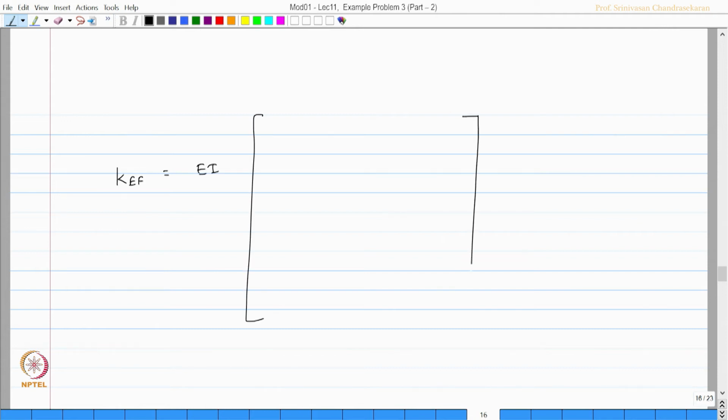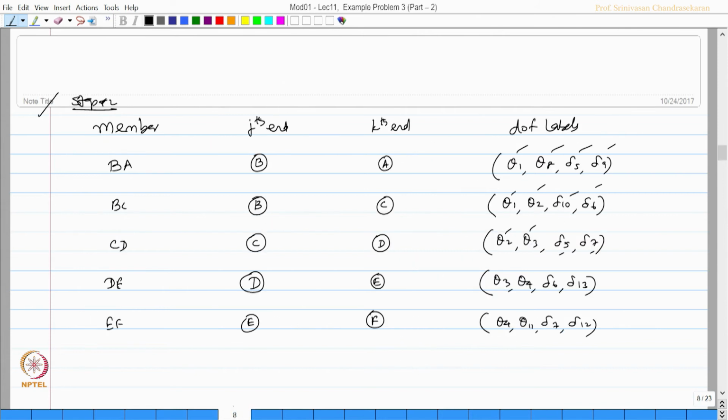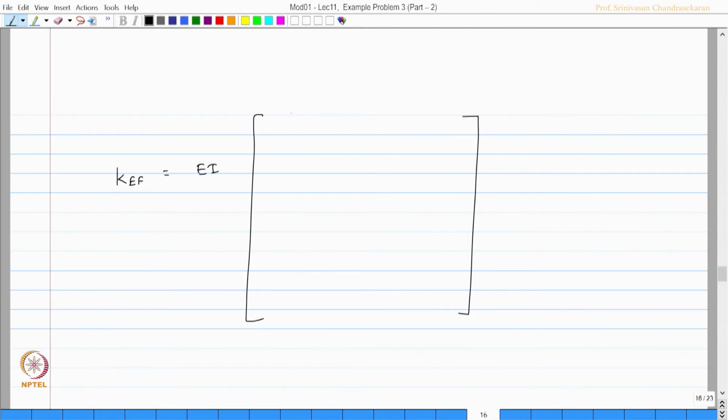I want you to label the degrees of freedom of KEF. Two rotations and two translations, so 4, 11, 7, 12. Okay. So 4, 11, 7, 12. The values are 13.333, 6.667. The remaining can be obtained as we have just now explained. Let us write down this matrix.